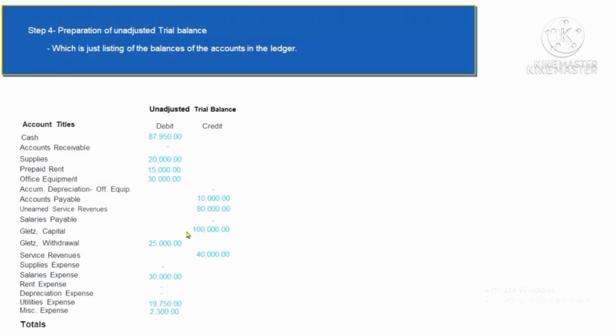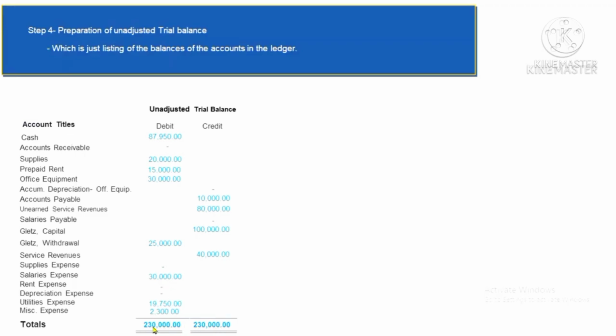Let's go back to this one. To finish this, we need to total all the debits, and we're going to get 230,000, which is also the balance of all the credits. Take note that the totals have a double underline, which we call the double rule. So that's it for step 4.